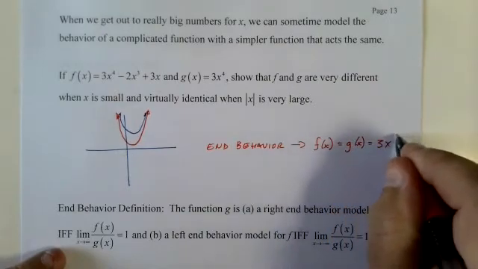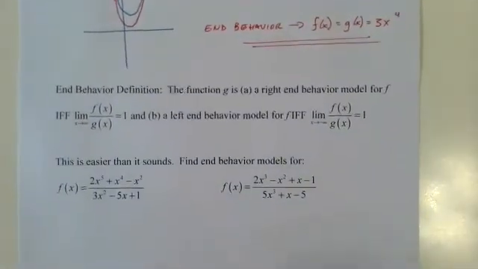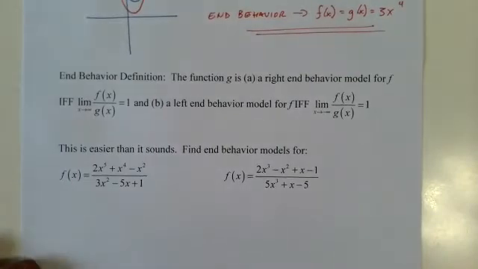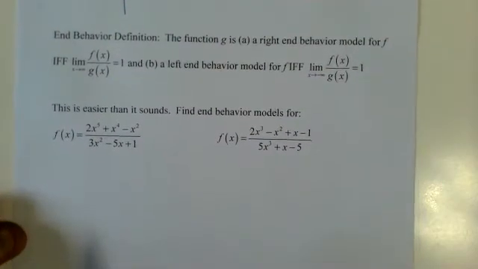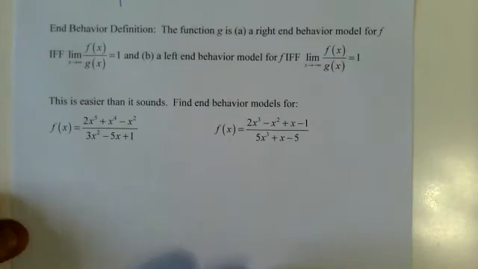The only part of the function that matters is 3x to the fourth. All right, and that's what it's saying here. The function's right end behavior is all that. So find end behavior models for these two things. And it's actually pretty easy. I don't know why I wrote that whole careful, you never know.